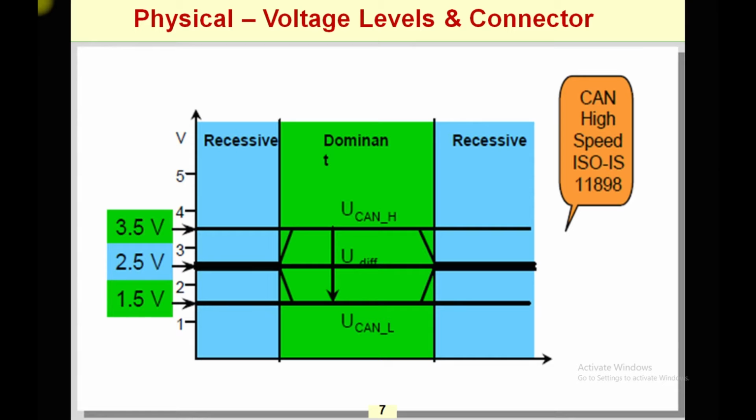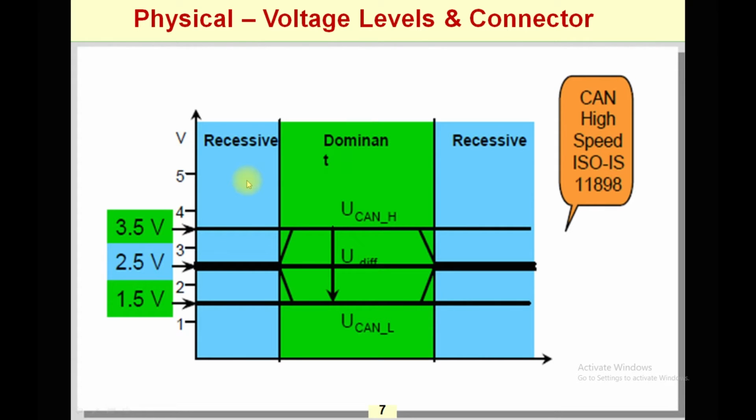Physical voltage levels and connector. As we discussed, the CAN bus is differential logic which uses CAN high and CAN low. The top line is the CAN high voltage level, the bottom line is the CAN low voltage level, and the middle bold line is the ideal state voltage level. There are two things we have discussed: recessive and dominant. Recessive means logic 1 and dominant means logic 0.